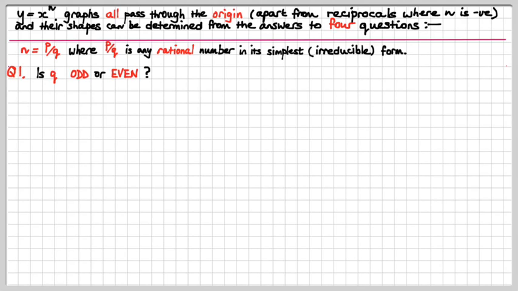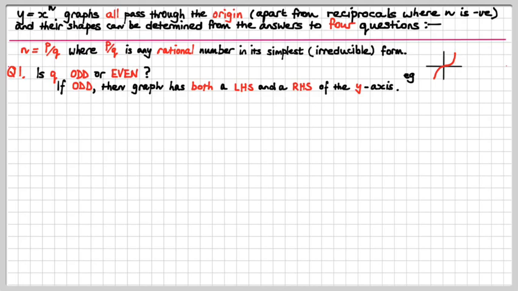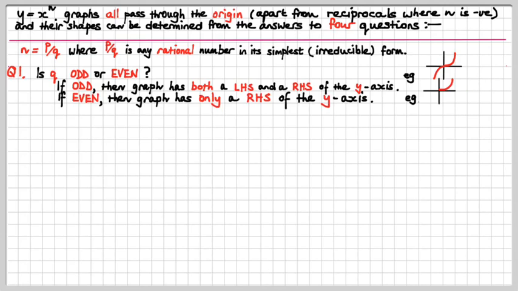Okay, question 1. Is q, the denominator, odd or is it even? That's very important, because if it's odd, then the graph will have both a left-hand side and a right-hand side relative to the y-axis, like so. Yes, if it happens to be even, then the graph has only a right-hand side, to the right of the y-axis, including the origin.